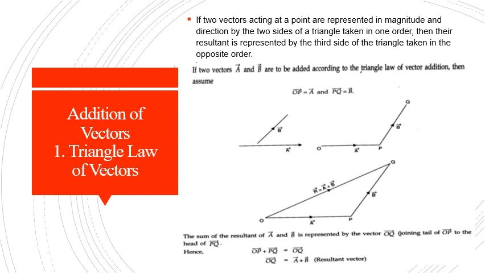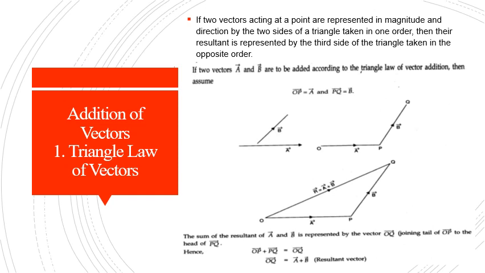So the graphical method of addition of vectors helps us in visualizing the vectors and the resultant vectors. As I told you, we have 3 types of graphical method of addition. So let us see the first type, triangular law of addition. What is the statement of this law?